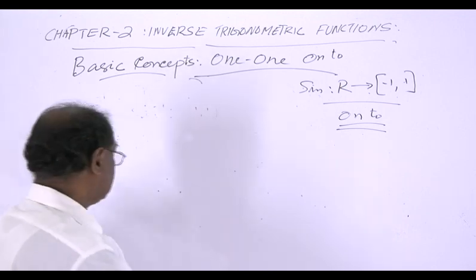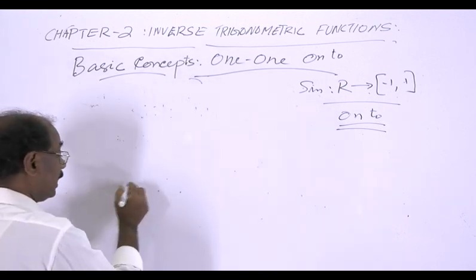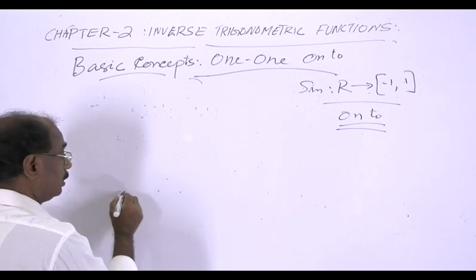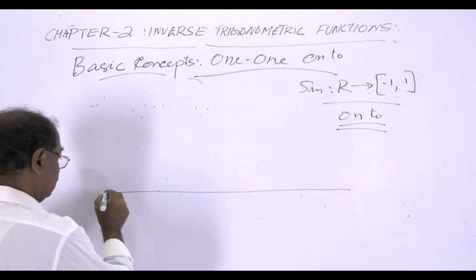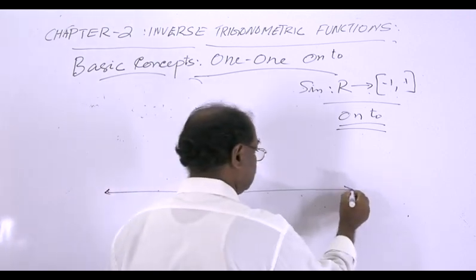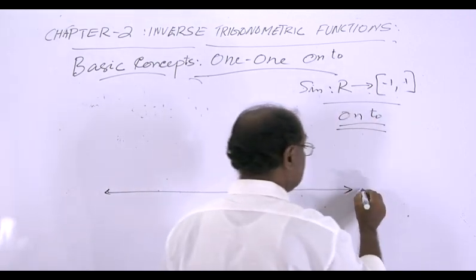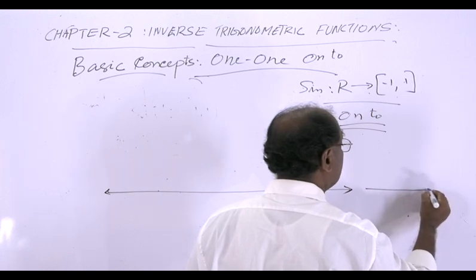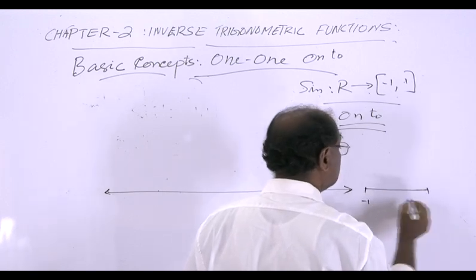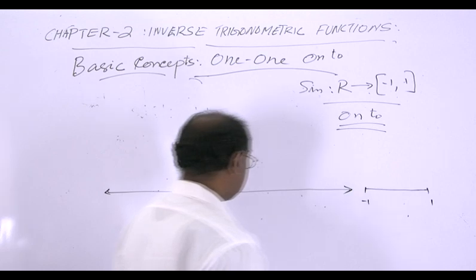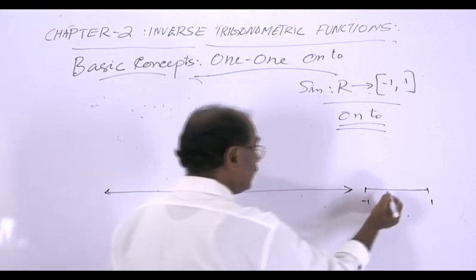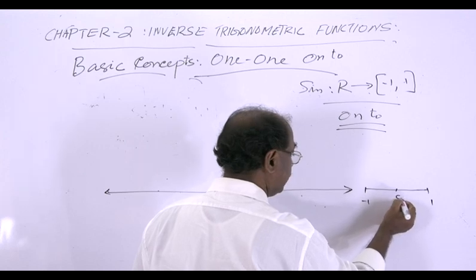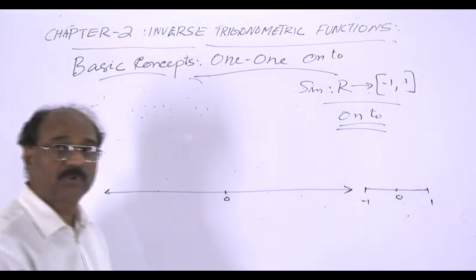And now consider the real number line R, and also the interval [-1, 1]. In the number line we have the 0. In this interval [-1, 1] also we have the point corresponding to the 0.